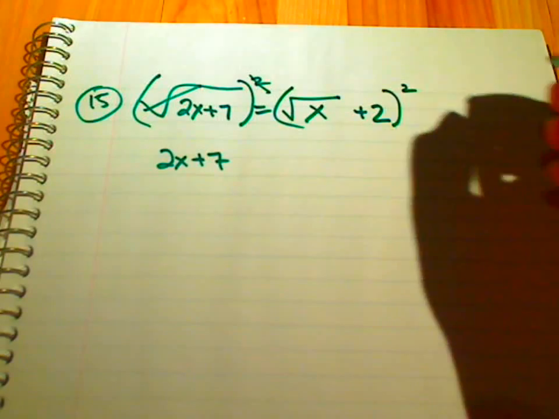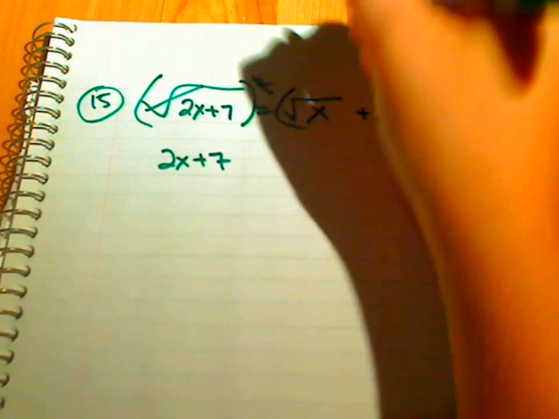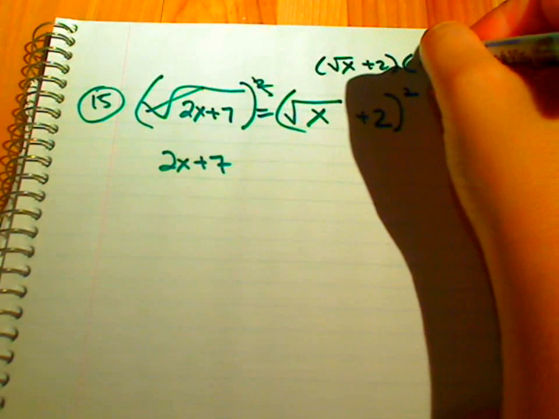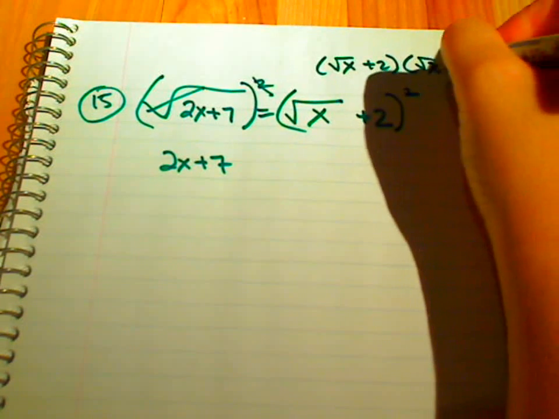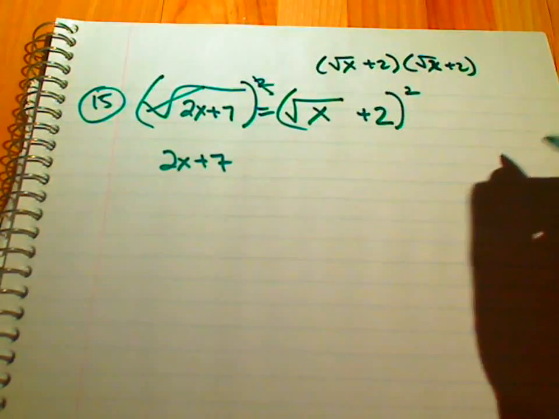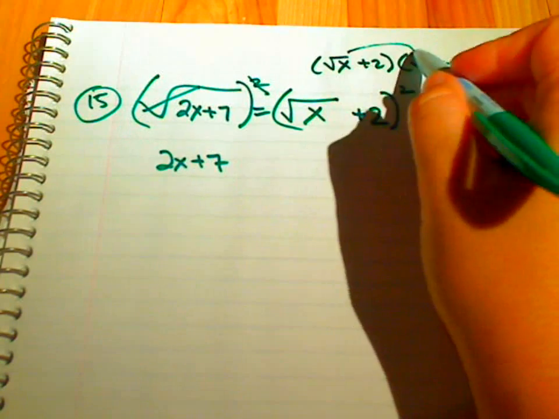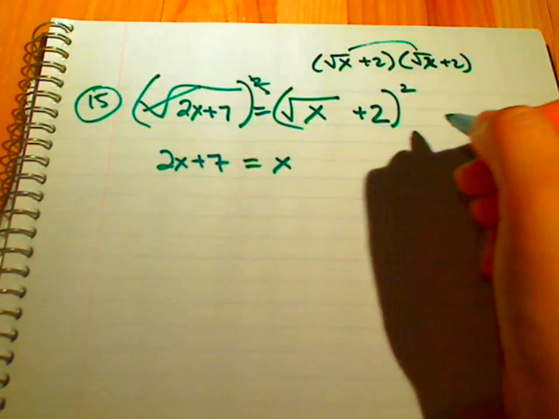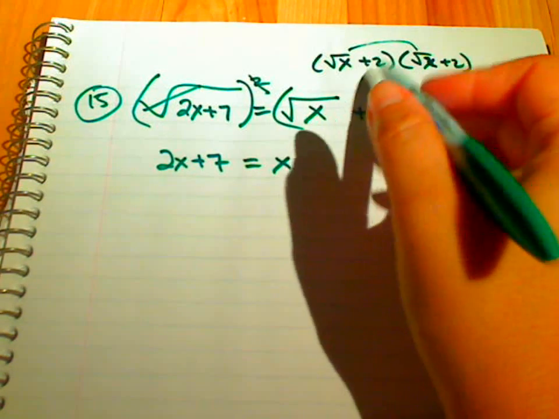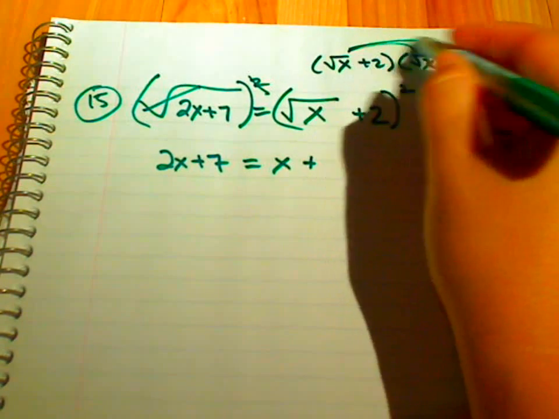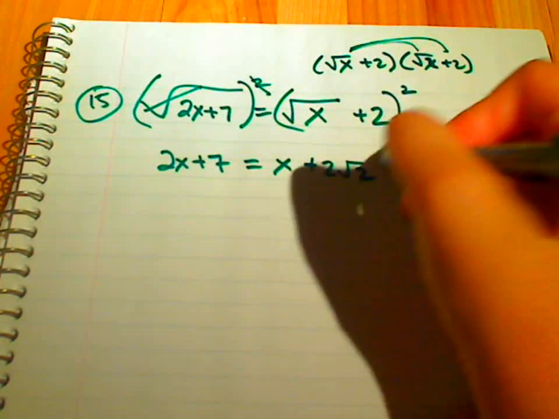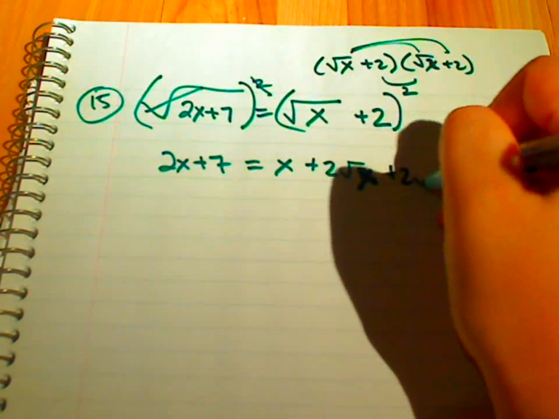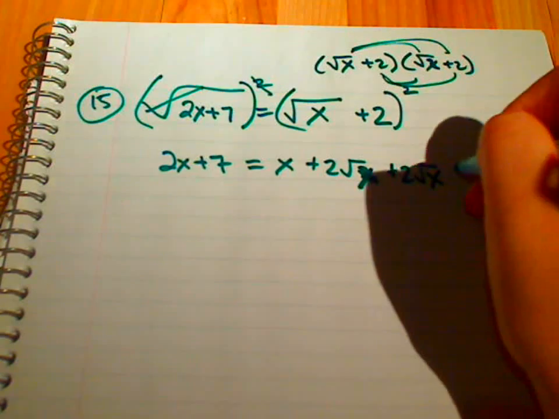Now this means I'm going to have the square root of x plus 2, and then the square root of x plus 2 again. So I'm going to have to FOIL. That times that, I get x plus 2, because the roots cancel out. Plus that one, 2 root x, plus 2 root x, plus 4.